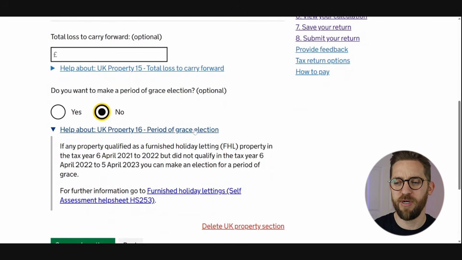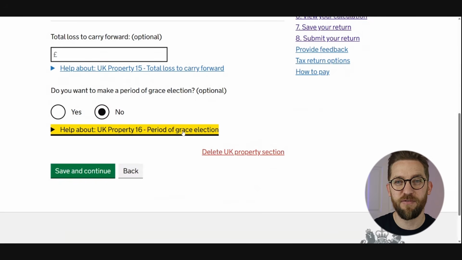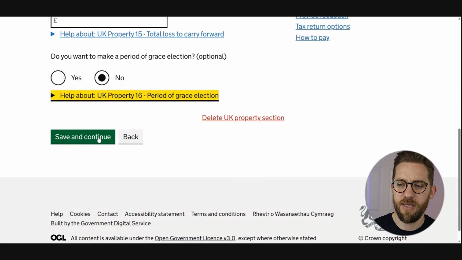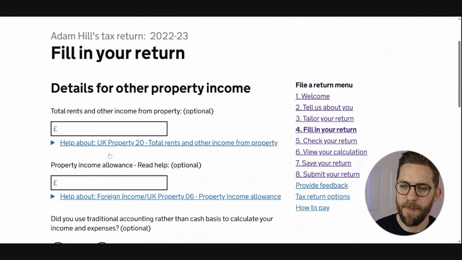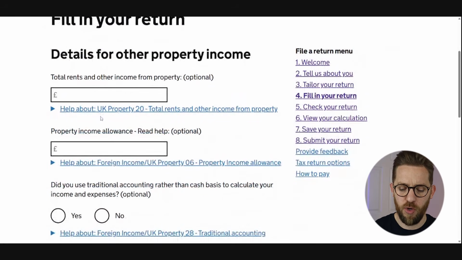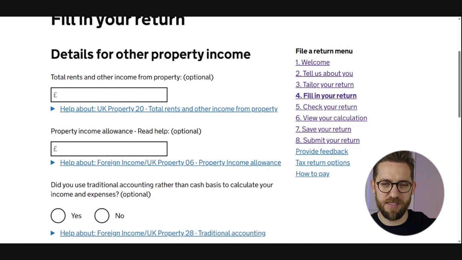You can imagine that was really, really useful in COVID, for example, when people couldn't let out their properties. They didn't lose their status as a furnished holiday let. Save and continue. And now we're looking at details for other property income. So we've done our furnished holiday let and we're left with the rental income, the standard rental income, 6-month tenancy agreement, normal rental property, and then my rent-a-room. I'm renting a room in my own property.